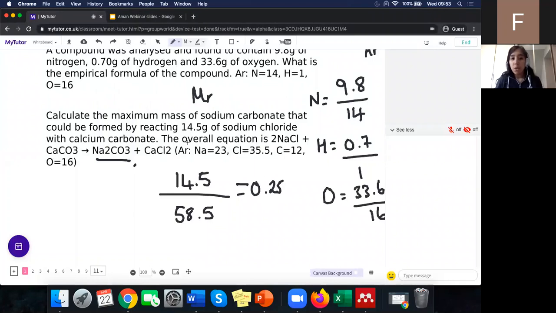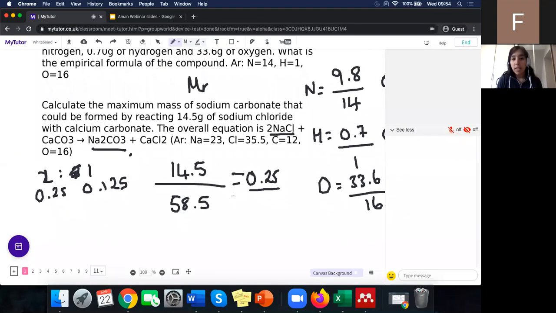So if we look at our balanced equation, that means that there are 2 sodium chlorides reacting to form 1 sodium carbonate. So if the number of moles of sodium chloride is 0.25, that means as a proportion, 0.25 moles of sodium chloride are reacting, but we only form 1 sodium carbonate. So we need to divide the number of moles by 2 because the ratio is 2 to 1. So if 0.25 is 2, we need to divide by 2 to get 0.125. So 0.125 is therefore what 1 mole is.